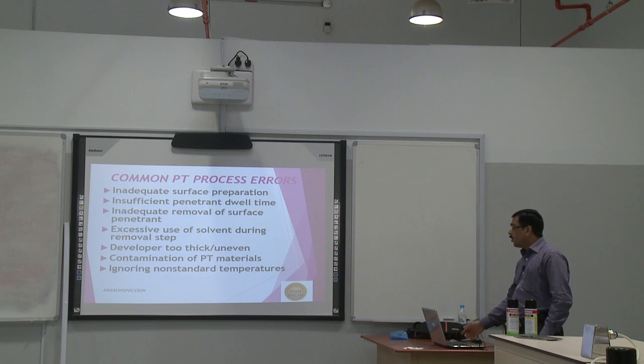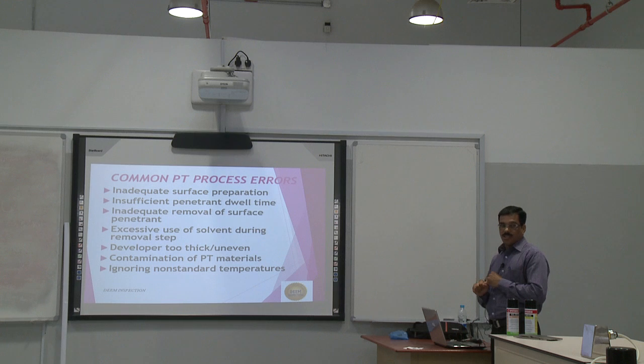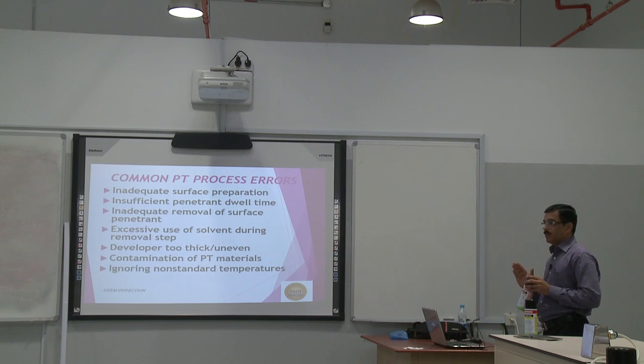So we will check the contamination, what the sensitivity is and what the quality of the penetrant we have is. And ignoring non-standard temperature: the temperature we are talking about is 16 to 52 degrees Celsius. This is the temperature range which can give a good sensitivity. If it is below or above that, there may be a chance of losing sensitivity, because this chemical is manufactured for penetrant testing at that particular temperature.